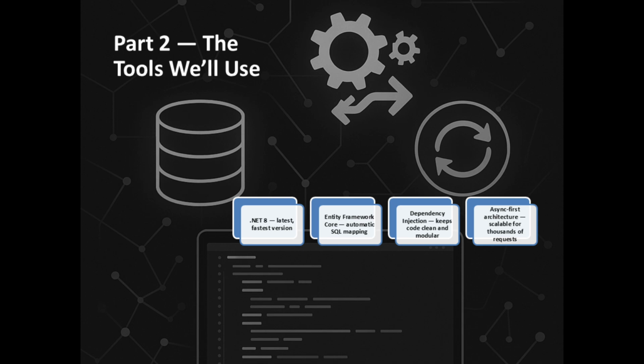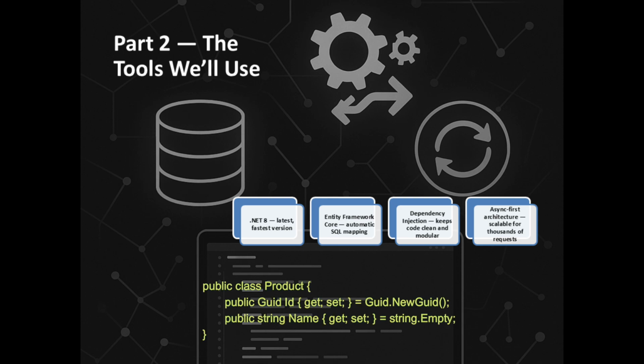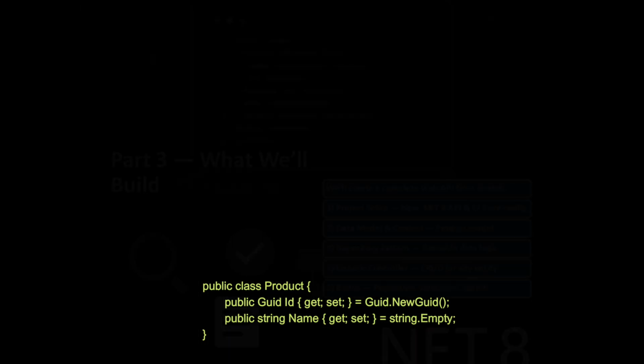Let's open our toolbox. 1. .NET 8, Microsoft's latest high-performance runtime. 2. Entity Framework Core, our object relational mapper that turns C# classes into SQL tables automatically. 3. SQL Server Express, our database engine. 4. Dependency injection, built into .NET to keep code decoupled and testable. 5. Swagger UI, for testing endpoints visually. If I write a simple product class with an ID and name property, Entity Framework creates a products table in SQL Server automatically.